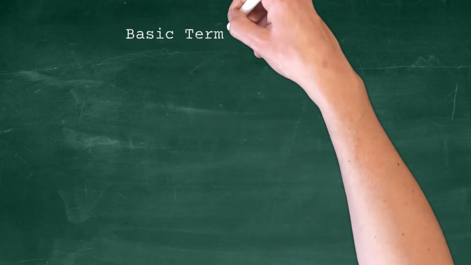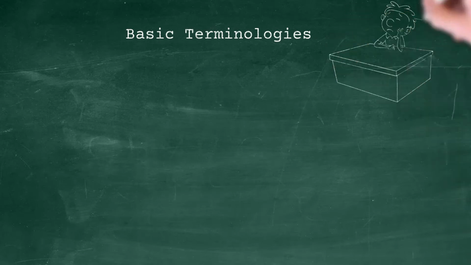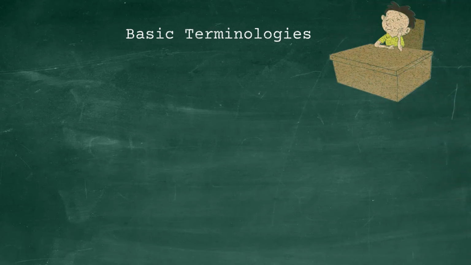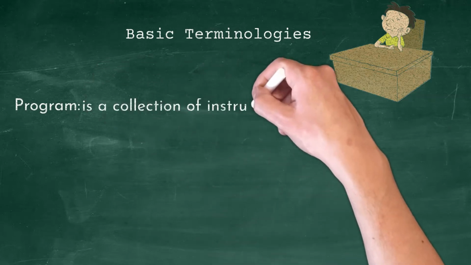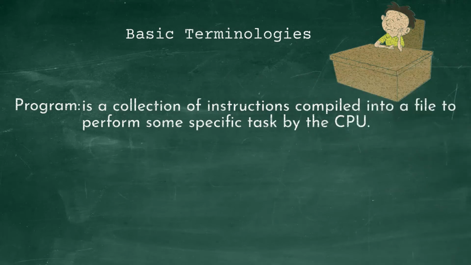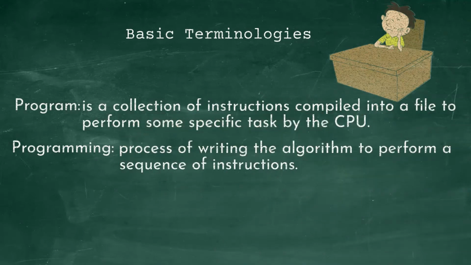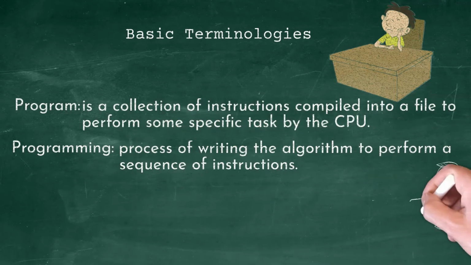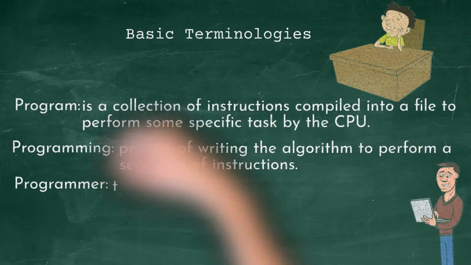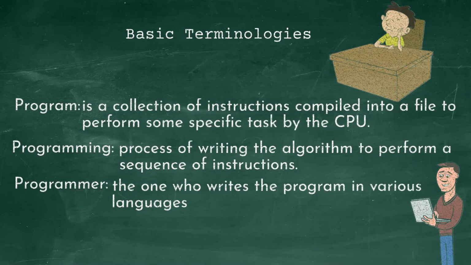Before diving, let's see what a program is. In fact, a computer is dumb, which cannot perform by itself without instructions. A program is a collection of instructions compiled into a file to perform some specific task by the CPU. Programming is the process of writing the algorithm to perform a sequence of instructions. Programmers are the ones who write the program in various languages.